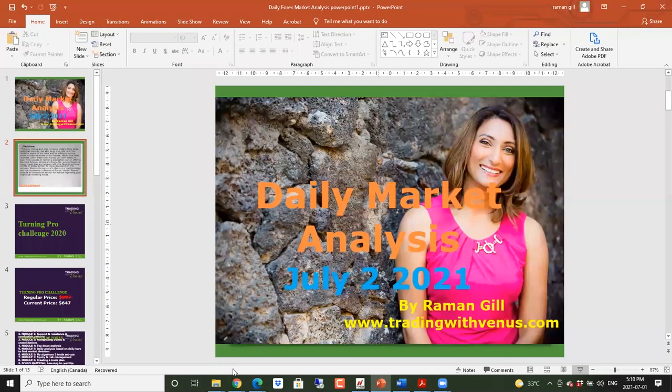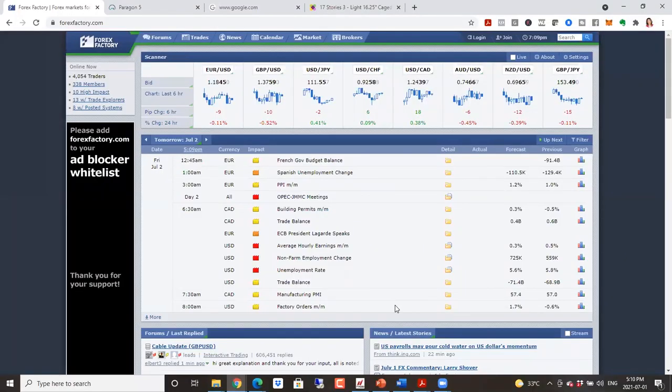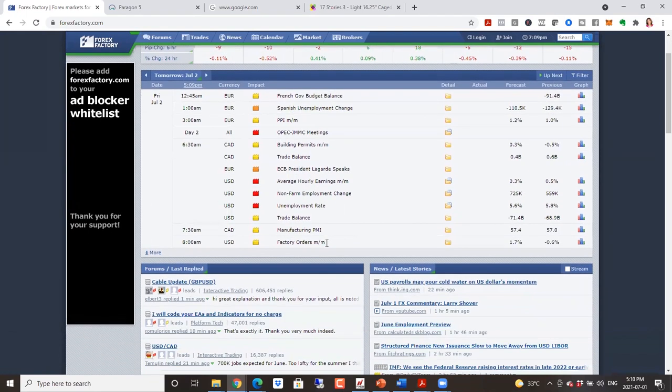As usual, we'll start off by taking a look at our calendar here. Coming up on Friday, we have two things. One is the OPEC meetings. They continue. And the most important thing here that tends to be market moving will be our non-farm payroll.